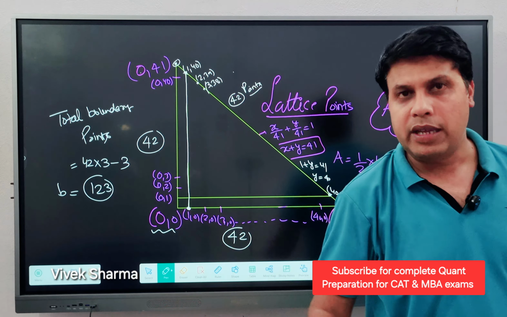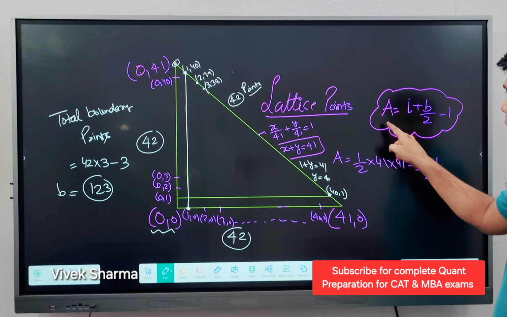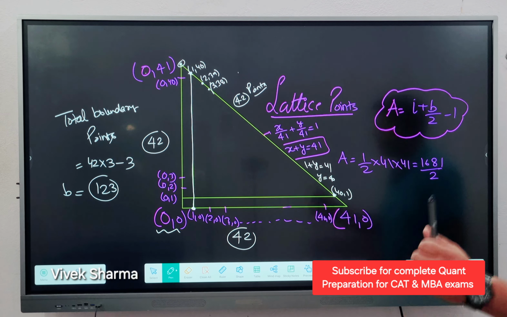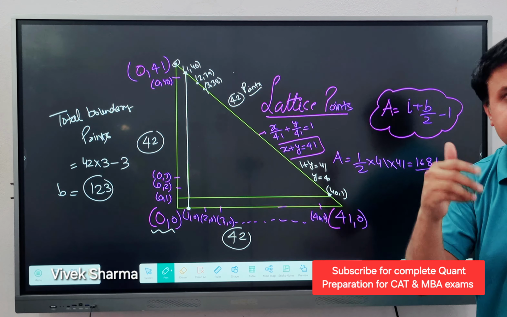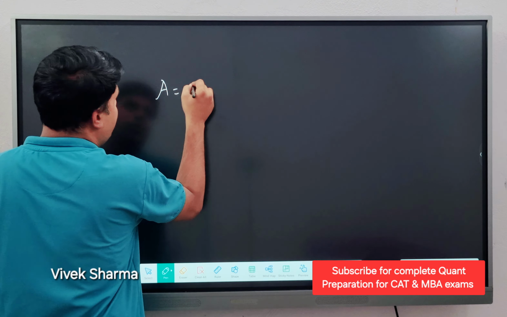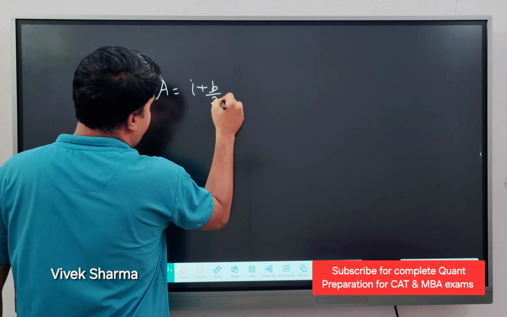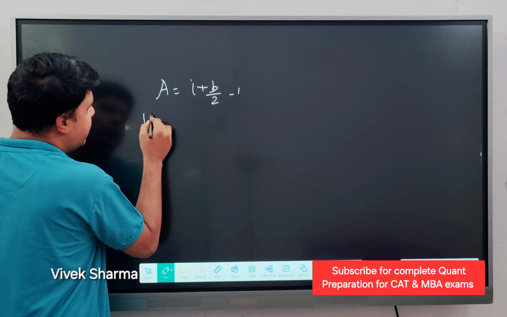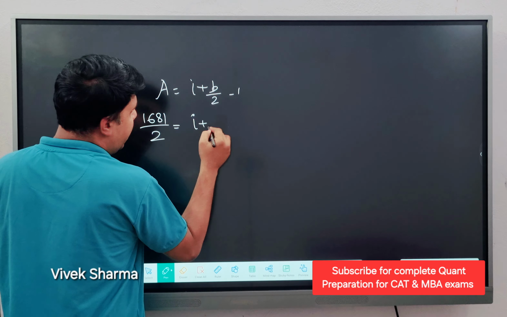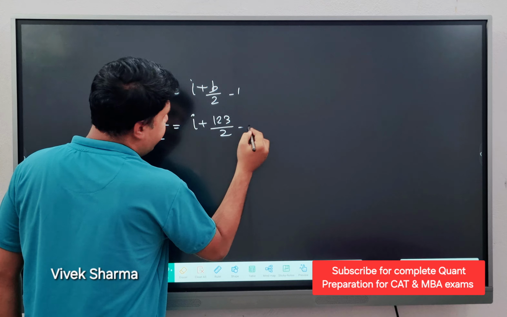Now the question is solved actually, right? Because I got the A, I got the B, I can find the I now. Very easy, right? So let's apply the formula to get the answer. So let us solve this question. A equals I plus B by 2 minus 1. So this is going to be 1680 divided by 2, and 123 upon 2 minus 1.